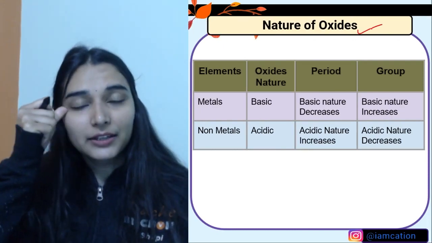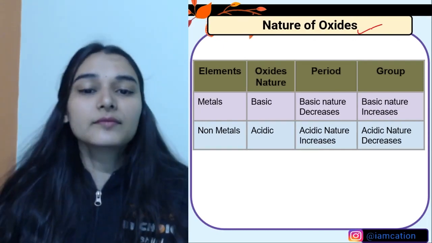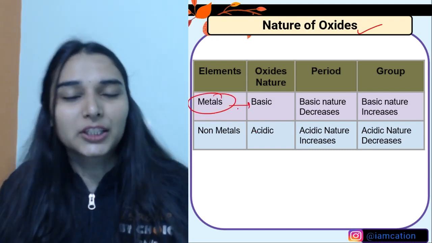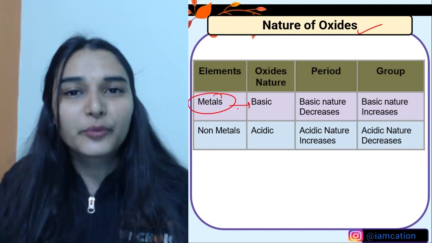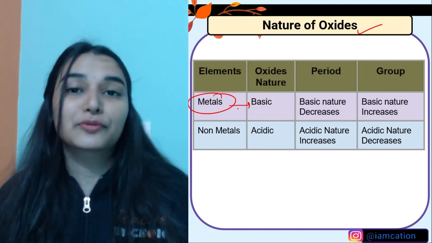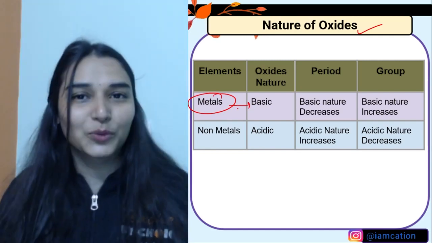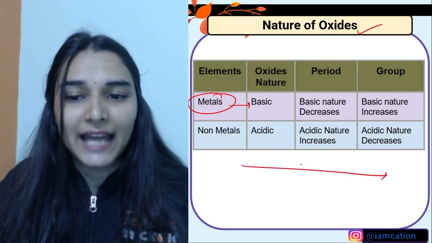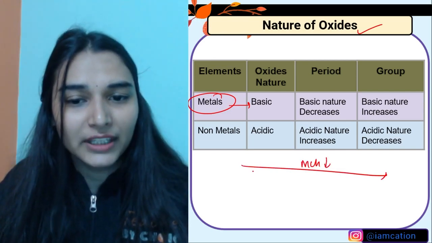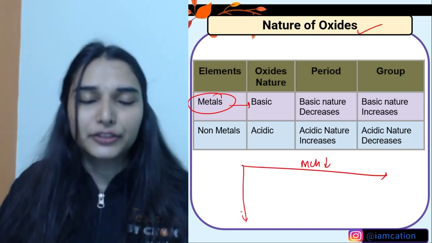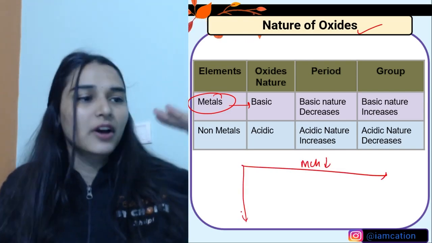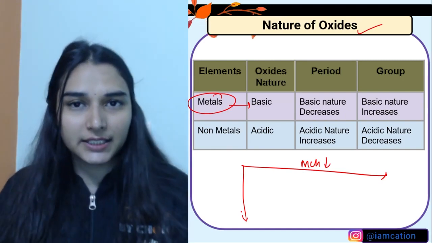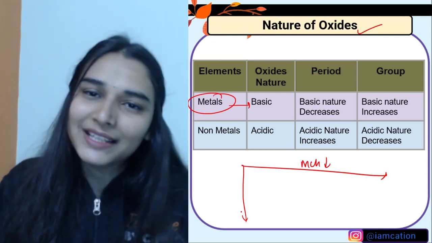Nature of oxides, look, this is also important. You know that metals form basic oxides. Most metals make basic oxides, except for the amphoteric ones, we are not talking about them. Going left to right across a period, we know metallic character decreases and metals form basic oxides. Listen again: when going left to right across a period, metallic character decreases and metals make basic oxides.